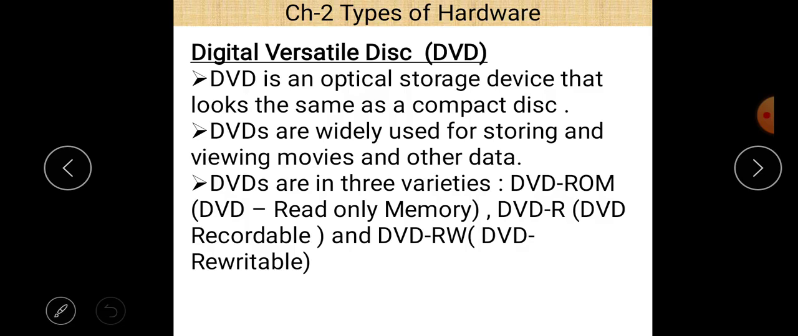And DVDs come in three varieties. DVD-ROM means DVD read-only memory, DVD-R means DVD recordable, and DVD-RW means DVD rewritable. So three important things are there. First of all, DVD is an optical storage device. Second, they are widely used for storing and viewing movies and other data. And third, they come in three varieties: DVD-ROM, DVD-R meaning recordable, and DVD-RW meaning rewritable.